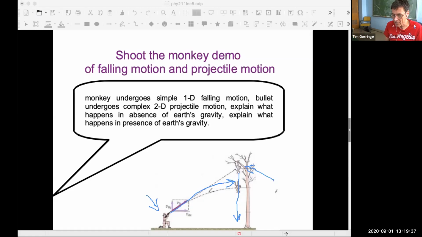So the question is, will the bullet strike the monkey? And actually, ultimately, we're going to explore at what time the bullet would strike the monkey if it did. So we're going to actually answer that question. But I'm going to show you this as a demonstration. We do have a monkey and we do have a hunter. So let me stop sharing this screen.